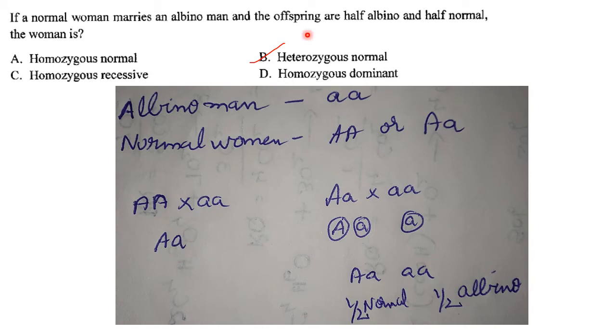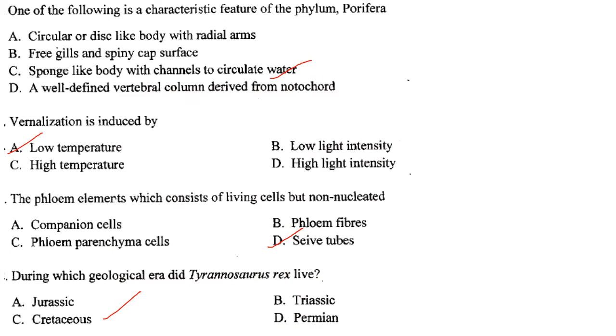So they have asked in the question that the offsprings are half albino and half normal. So for albino offsprings to be present, the woman must be heterozygous. Only then she will contribute this recessive small a to the genotype of the offspring. So you will get half normal individuals and half albino individuals. So the answer here is heterozygous and normal. So answer is option B. Heterozygous normal.